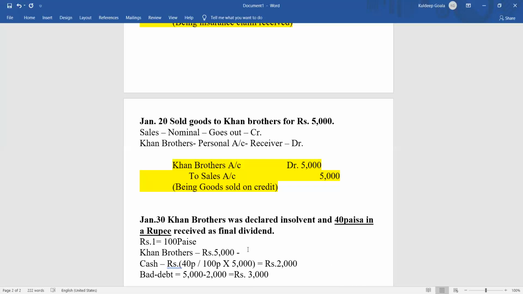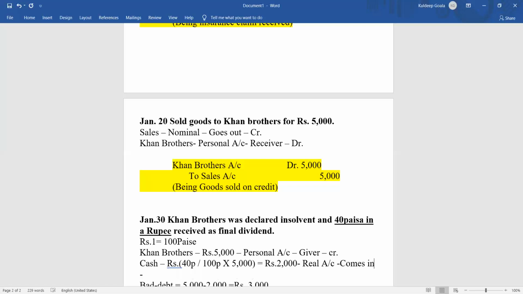So we know that Khan Brother is a personal account. Personal account, debit the receiver, credit the giver, right? So what is Khan Brother doing here? He is giving us two things. One is the money and one is the bad debt, the loss he is giving me. So he is a giver. He is a giver here. So giver will be credit, isn't it? Then comes the next one, that is cash. Cash is a real account: comes in debit, goes out credit. We are getting money, so it is coming in, and comes in will be debit.